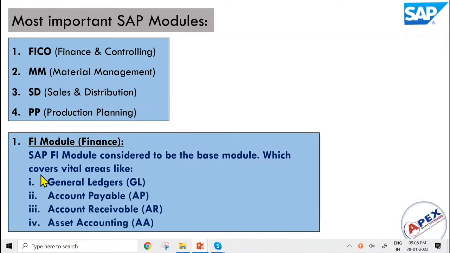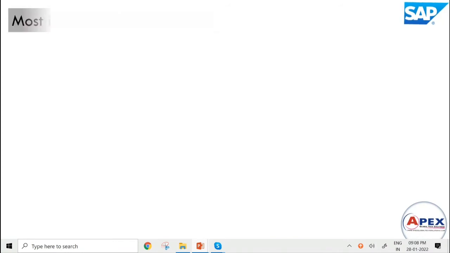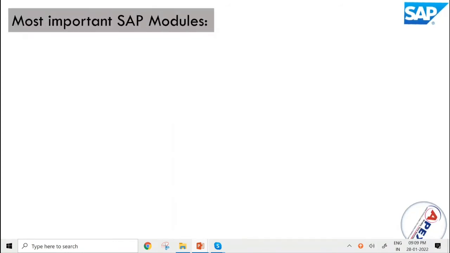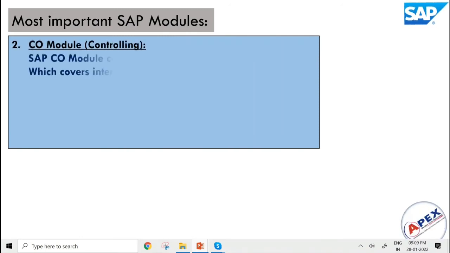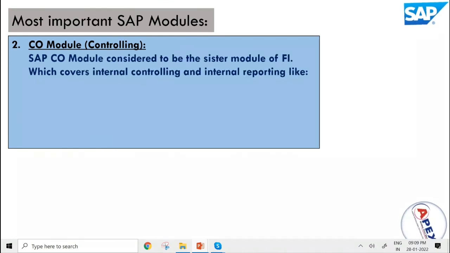See, these are all not required for you. I am just showing you what areas they will cover. Okay. Next, we have the controlling module. See, the controlling module is considered to be a sister module of FI. So whatever the controlling activities are, internal controlling and internal reporting, have to be done by controlling module people.